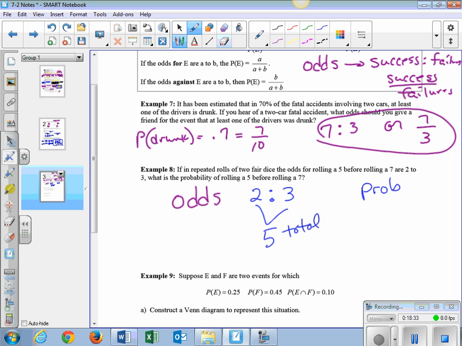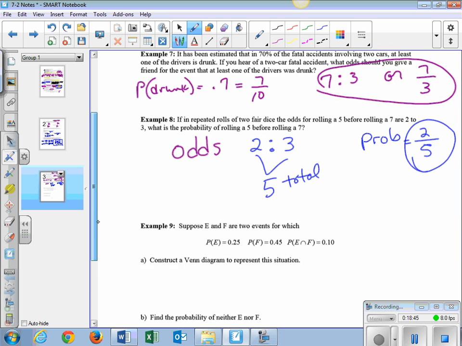Okay, so the probability of rolling a 5 before a 7 would be the number of times it happens, which is twice, out of the total, which is 5. So my probability is 2/5. There we go.